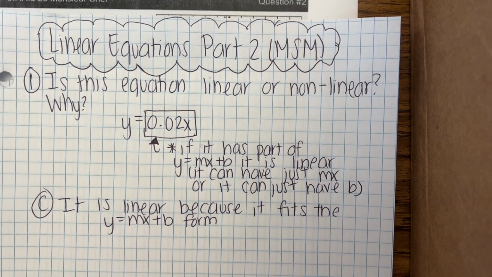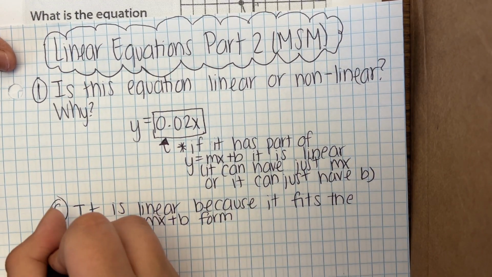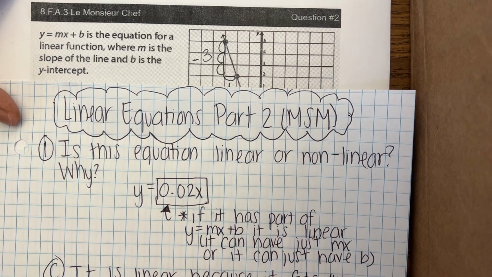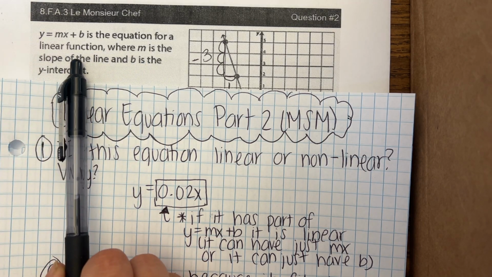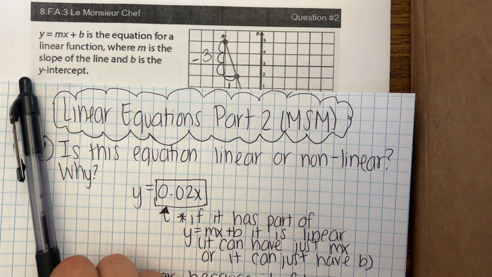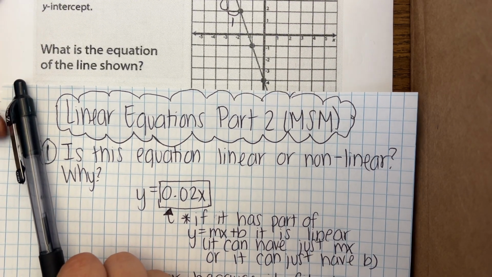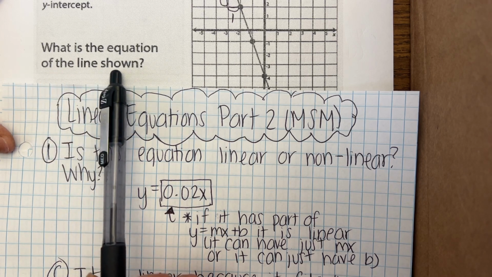Okay. Now for number 2, question 2. So I'm going to write 2, right? And it says question 2. Y equals mx plus b is the equation for the linear function, where m is the slope of the line and b is the y-intercept. And our question says, what is the equation of the line shown?